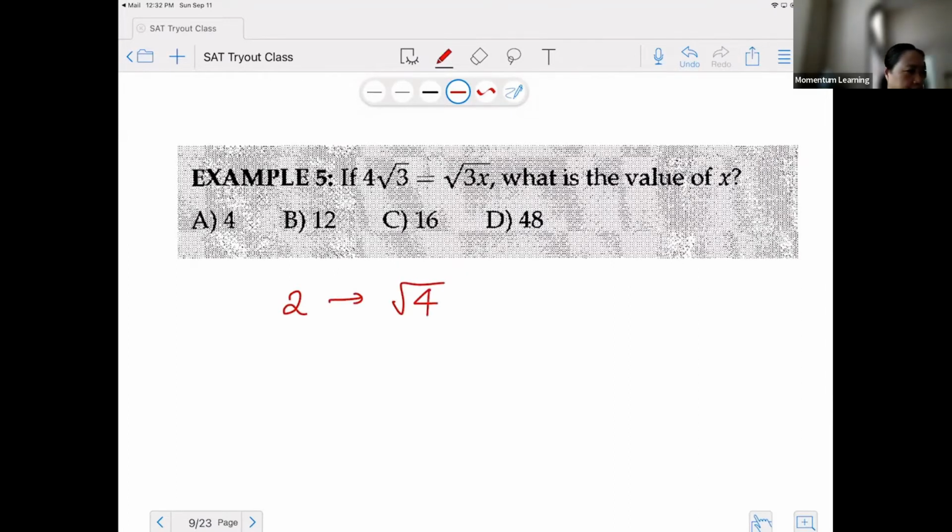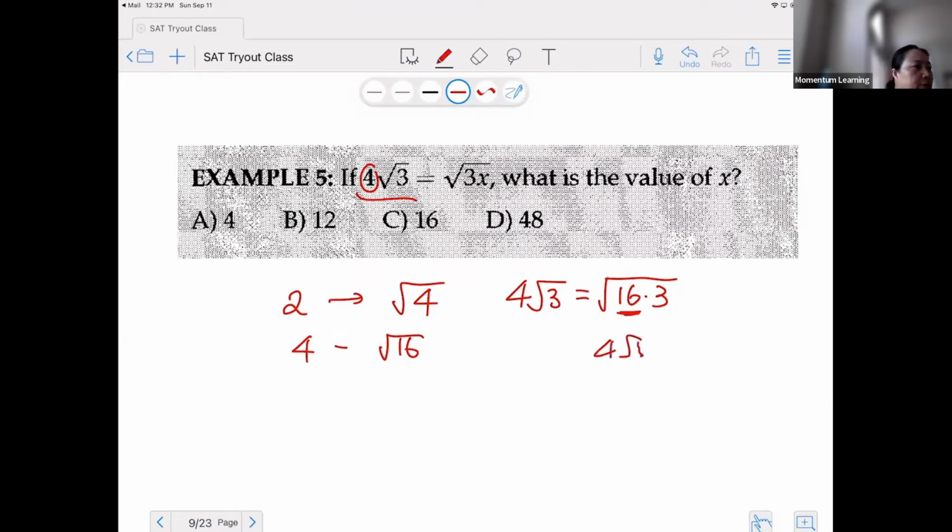So Yu's method is, for example, if I have 2, I can change that to root 4, right? Now I have a 4 outside. I know 4 itself is root 16. So I'm going to do 4 root 3 itself. Moving the 4 inside will become 4 squared times the 3. Everybody follow this? I moved the 4 inside the square root. Now it becomes 16 times 3, because vice versa, you can take that out as the 4 root 3, right?